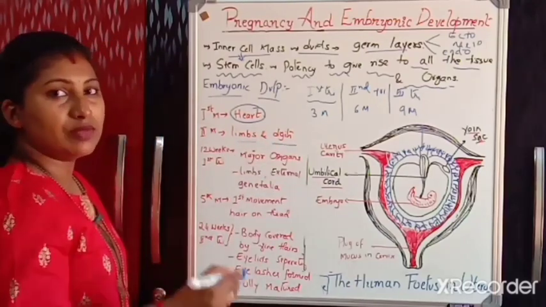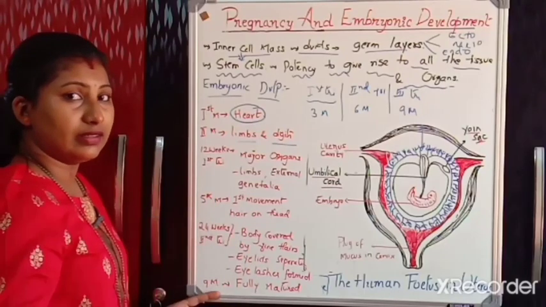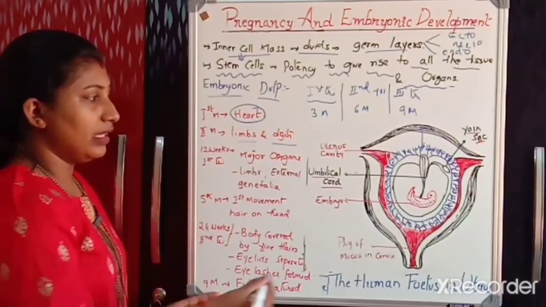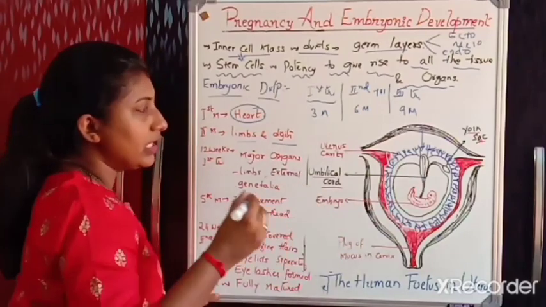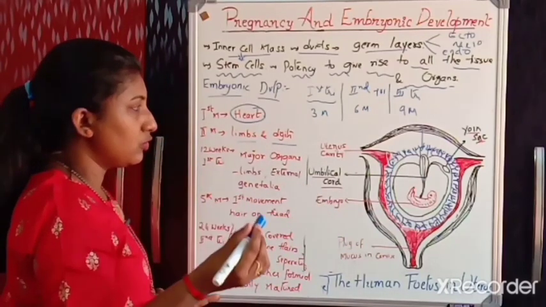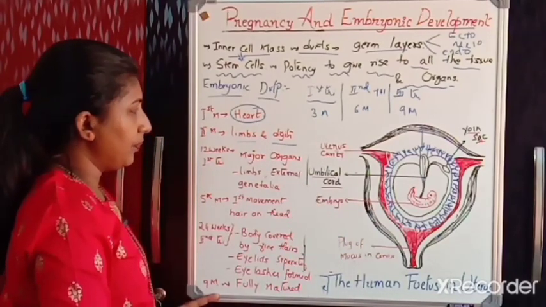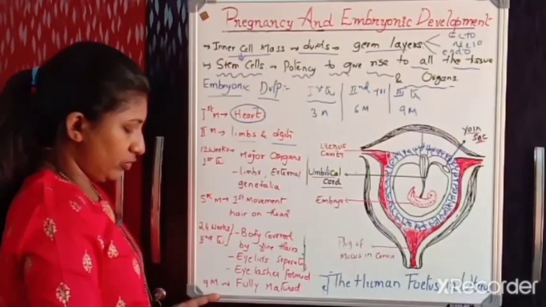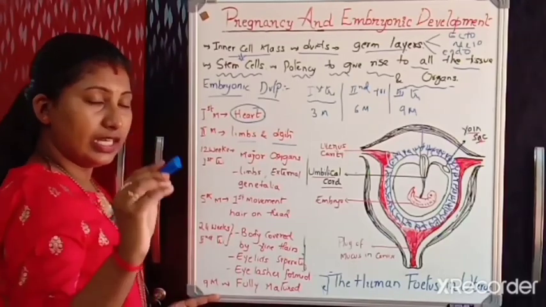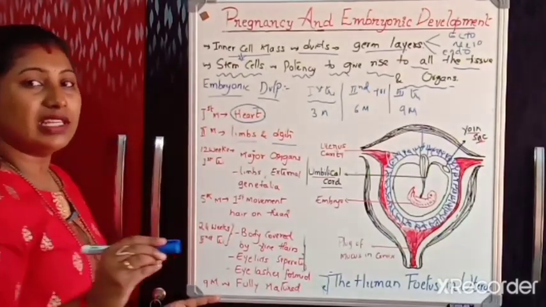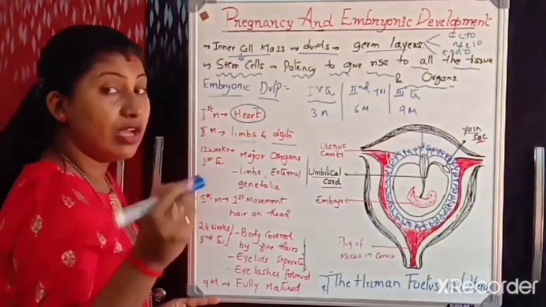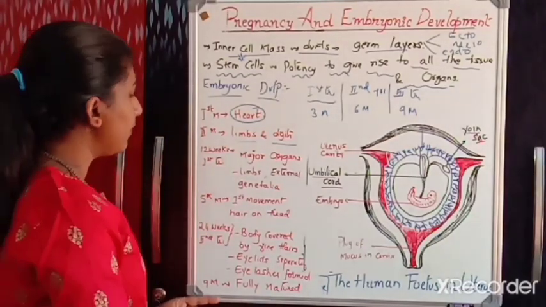What do you mean by limbs? Limbs means hands and legs; they are formed here. Okay, digits means fingers, so digits also start forming. This is in the second month. So in the first month, the first sign is that the heart is formed. In the second month of the pregnancy, there will be formation of limbs and digits.